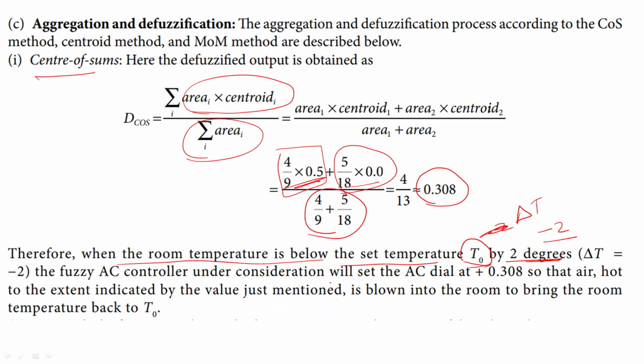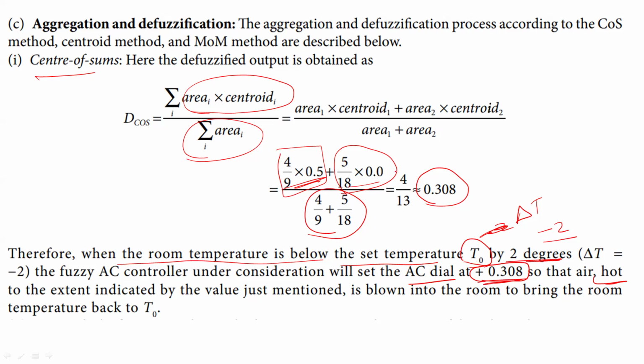Then what happens is you need to put the AC dial, that is the position of D, at 0.308. So the room is already too cold, so it is in a negative value. So what you have to do is move the dial to the positive direction, not too much, not too close to 1 and not too close to 0, so that the hot air will be blown into the room. So it should be moved to 0.308 so that the room will be much hotter than it is actually now.